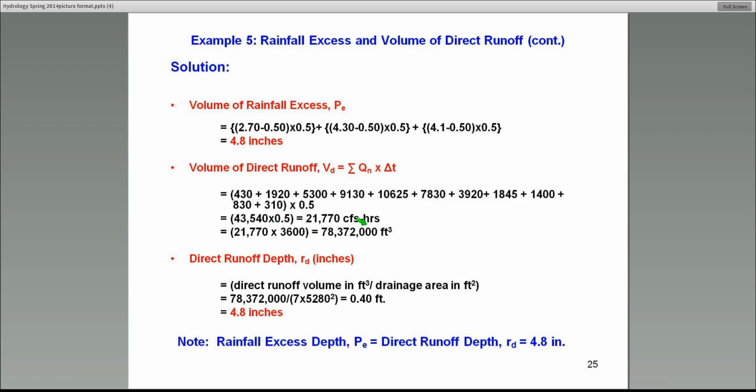So it is a volumetric unit in cubic feet now. That's the volume of direct runoff under the hydrograph. Now, from this point onwards, I can convert this into depth in inches. Basically, the binding variable is the drainage area. Somebody gave me the size of the watershed.